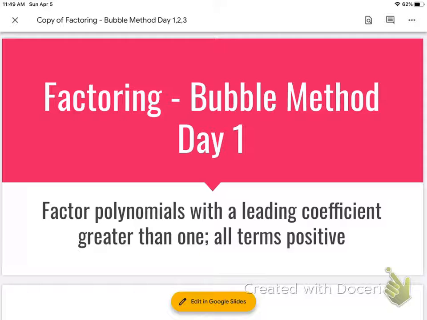So, factoring with the bubble method, day 1: factor polynomials with leading coefficients greater than 1. Up to this point, we've only used leading coefficients of 1, and all the terms are positive. So the two signs that you're going to have are going to be plus, plus. Okay, let's go.